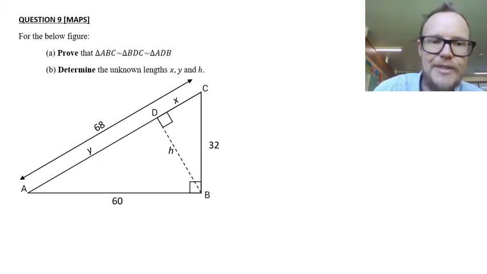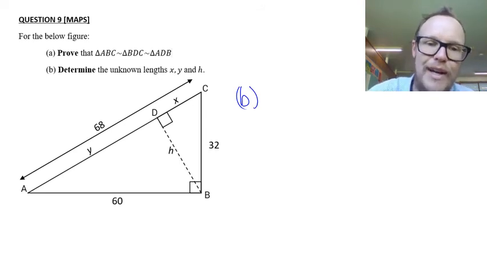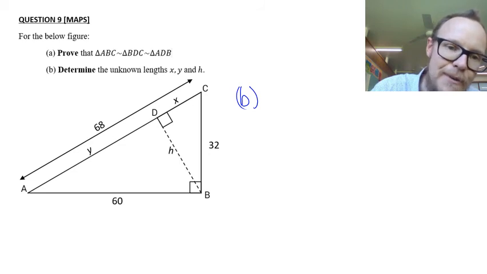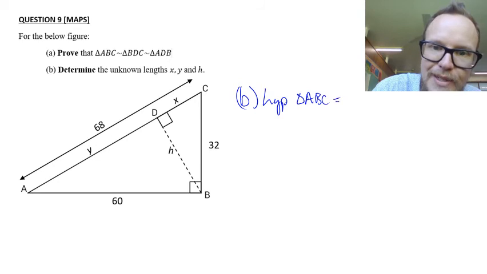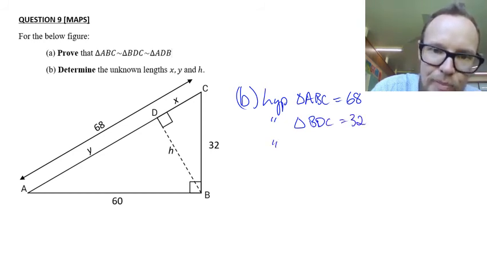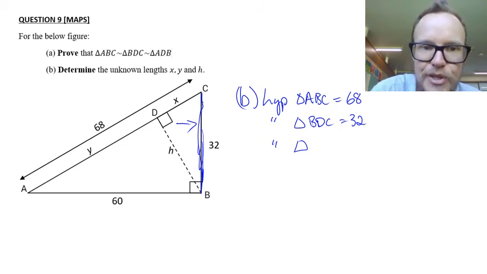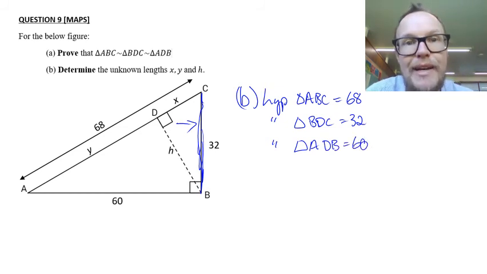So the final part says determine the unknown lengths x, y and h. So x, y and h, we need to have a look at the similarity and look at the scale factors. Here, if I look at the hypotenuse of triangle ABC, that is 68. The hypotenuse of triangle BDC is 32. This is the hypotenuse, it's opposite the right angle. The hypotenuse for ADB is 60. So this is where we get our scale factors from.